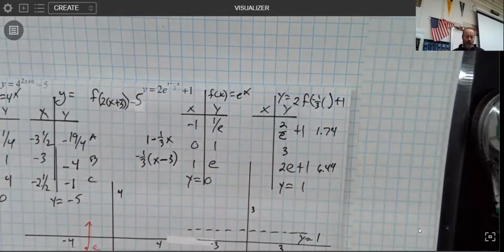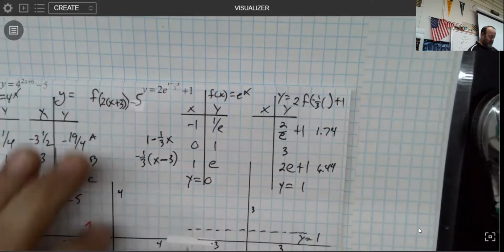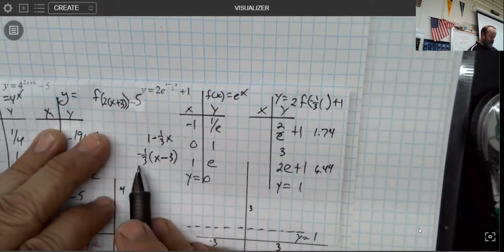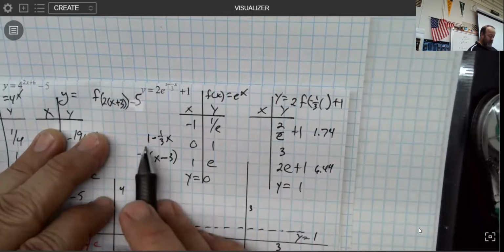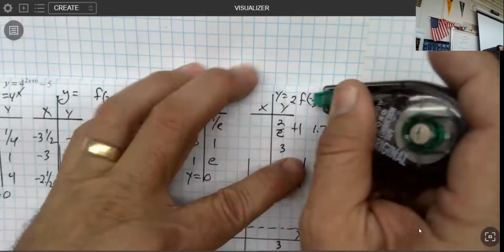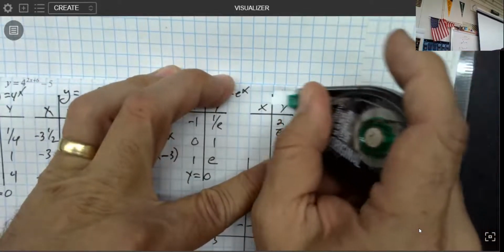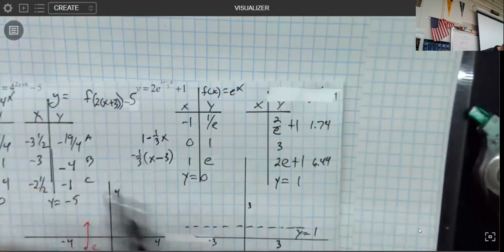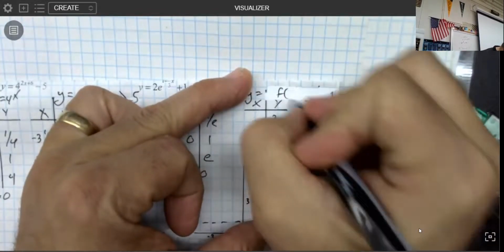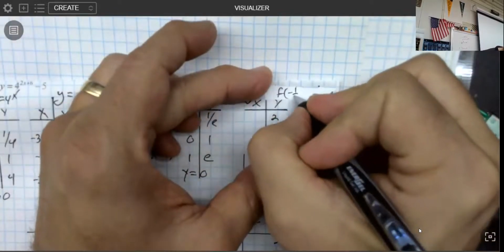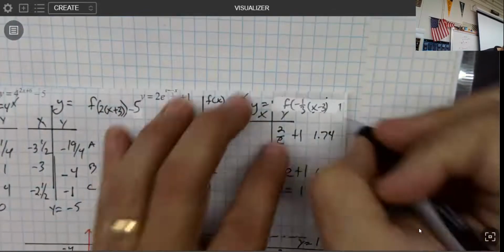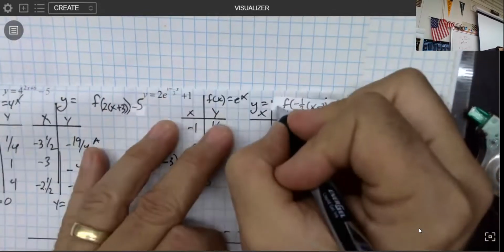And to check my logic, what happens if I distribute? Negative 1/3 times x is negative 1/3 x. Negative 1/3 times negative 3 would be positive 1. That's the number that's going in here. So let me go ahead and make that look a little bit prettier. My y that I'm generating is 2 f of negative 1/3 parentheses x minus 3, with a plus 1 at the end and a 2 at the beginning.